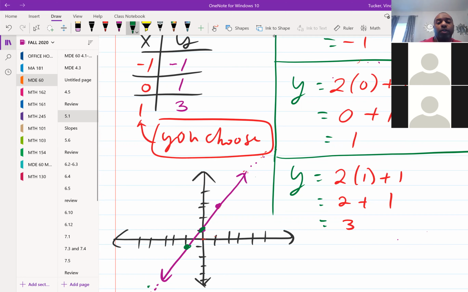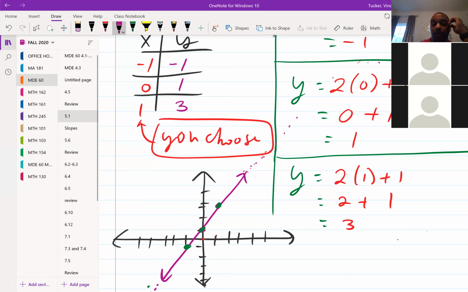Go back to your origin for 1, 3. Go to the right one, up 3. And then you connect the dots. Notice I have arrows at the end of the line on each side. So that just means it goes on to infinity in those directions.